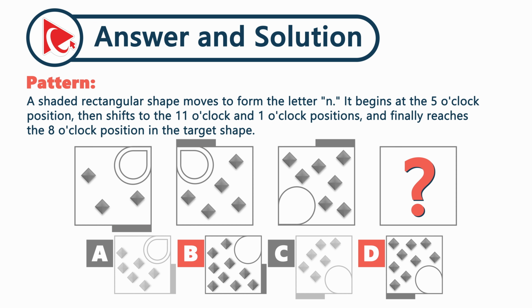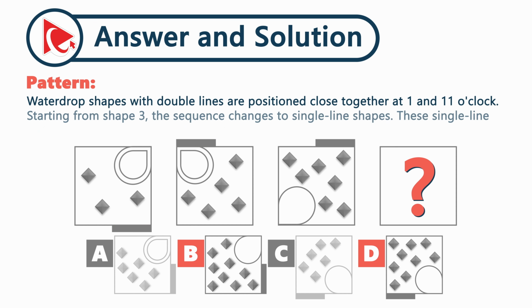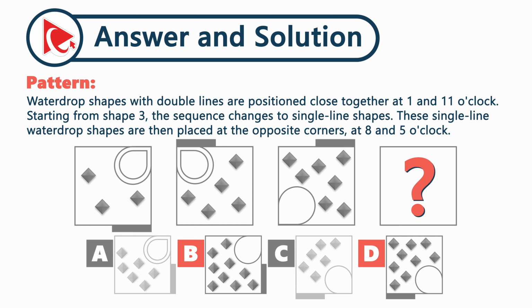The third pattern here is the pattern of the water drop shape, which is probably the most interesting. In fact, there are 2 types of water drop shapes. The first one has double lines, and the second type, starting in shape 3, is a single line water drop shape. If you look closely, you will see that the water drop shapes with double lines are positioned close together at 1 and 11 o'clock in shapes 1 and 2.